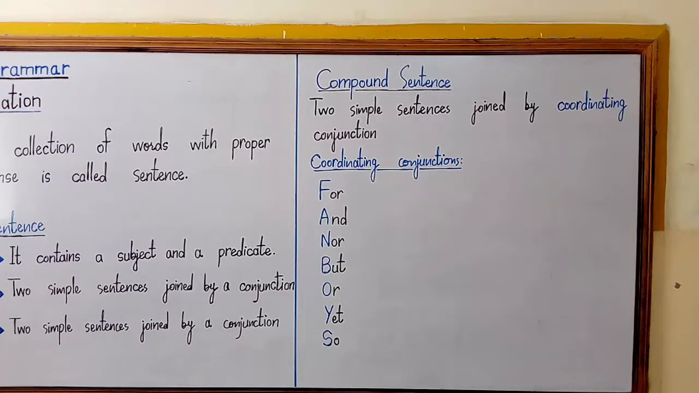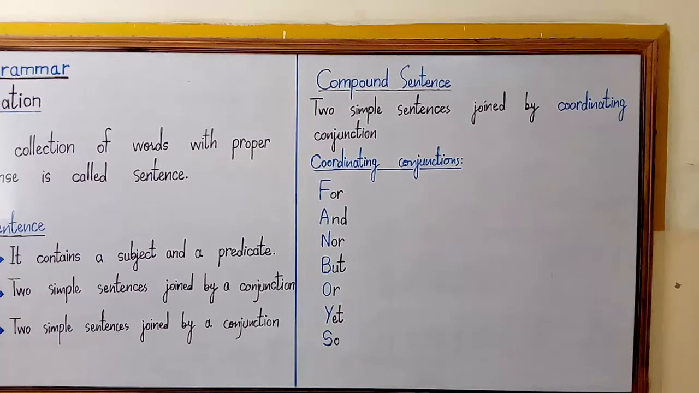FANBOYS. This is an acronym in which F stands for for, A stands for and, N stands for nor, B stands for but, O stands for or, Y stands for yet, and S stands for so. FANBOYS are coordinating conjunctions. So if 2 simple sentences are joined by any one of these 7 coordinating conjunctions, those 2 simple sentences will become one sentence, and that will be called a compound sentence.